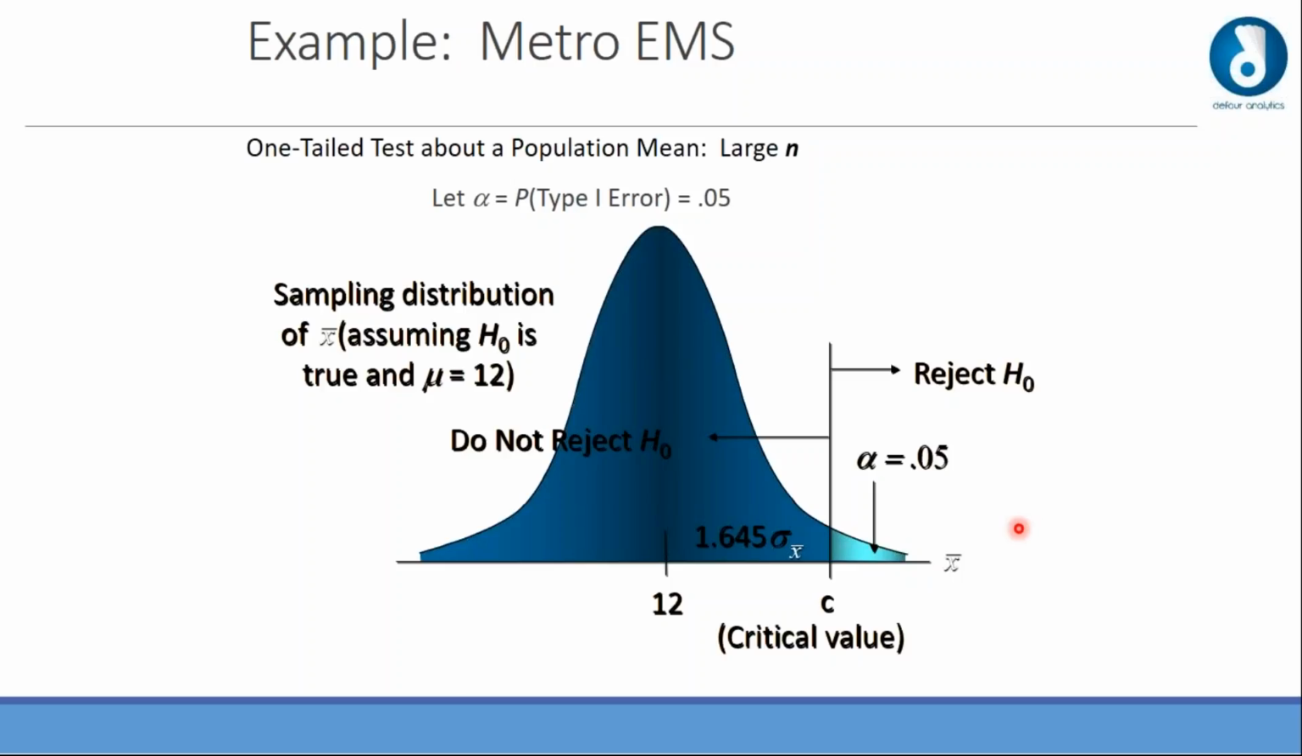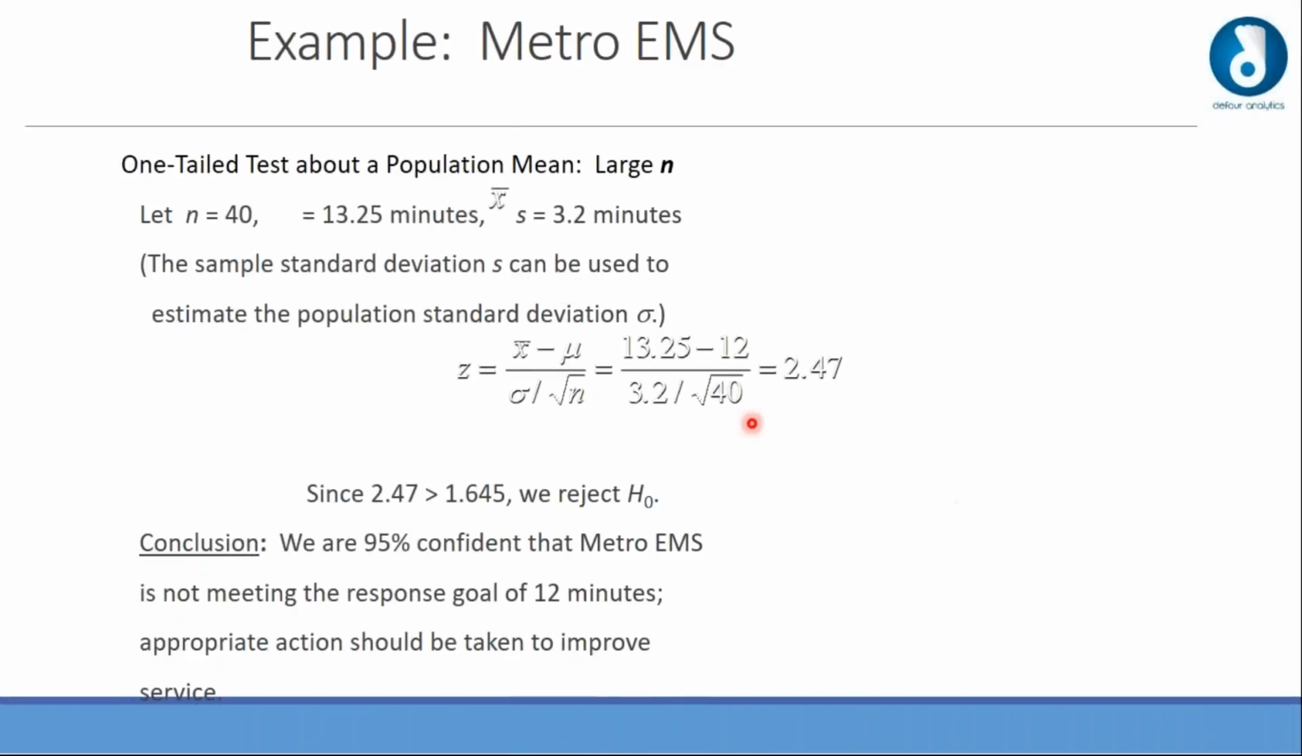So how do we calculate p-values? First of all, we need to understand that. Okay, so let's suppose we have taken a sample of 40 ambulances. Their average time for reaching the customer is 13.25 minutes, and the sample standard deviation is 3.2 minutes. Now let us apply a Z test to it.